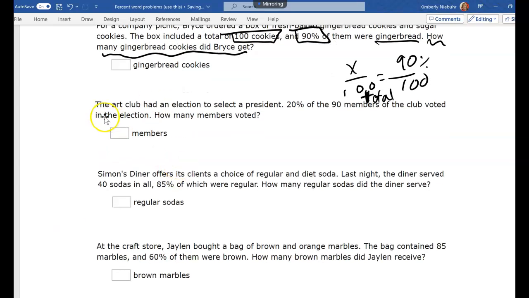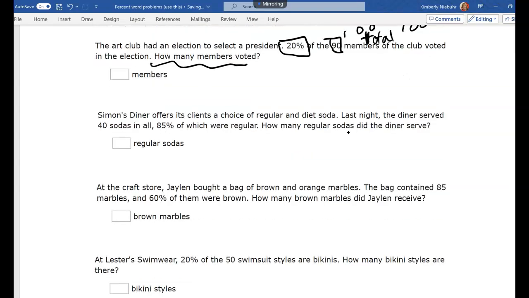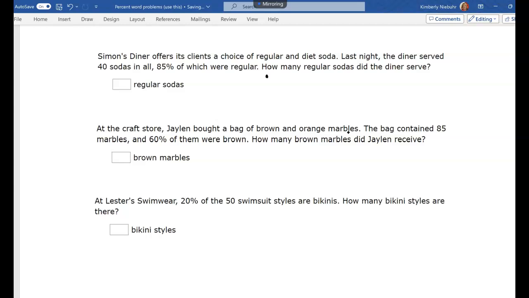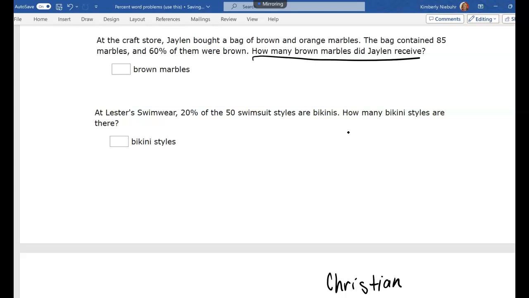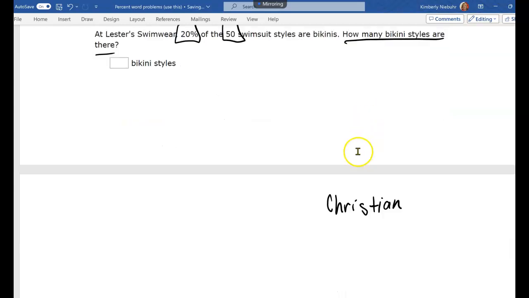All right, keep going. The art club had an election to select a president. 20% of the 90 members of the club voted in the election. How many members voted? And you know what? You may not need this read to you. I'm going to underline the question and box off the percentages and totals. Question, total, percentage. At Leicester Swimwear, 20% of the 50 swimsuit styles are bikinis. How many bikini styles are there? 20%. That goes over 100, 50 swimsuit. Pause this if you need to and come back to it.